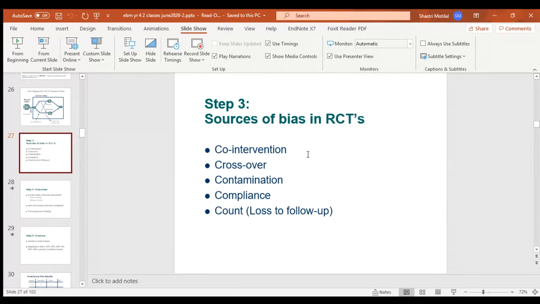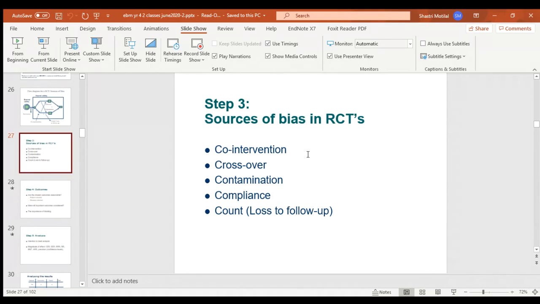The other one is crossover. Crossover means you randomize a person to get a treatment or placebo. Crossover means that for some reason people in the placebo group cross over to the treatment group, or people in the treatment group cross over to the placebo group. Sometimes it's done intentionally as part of research.